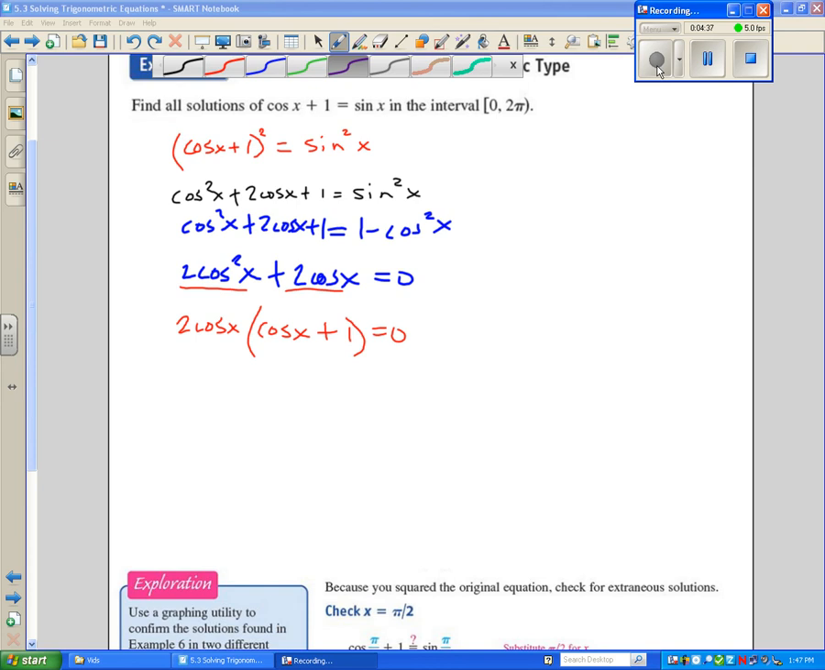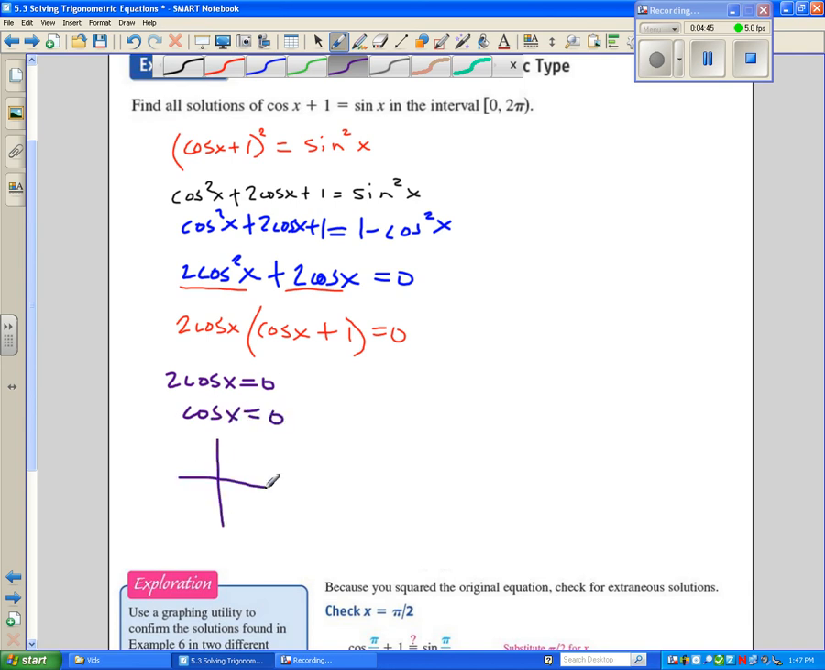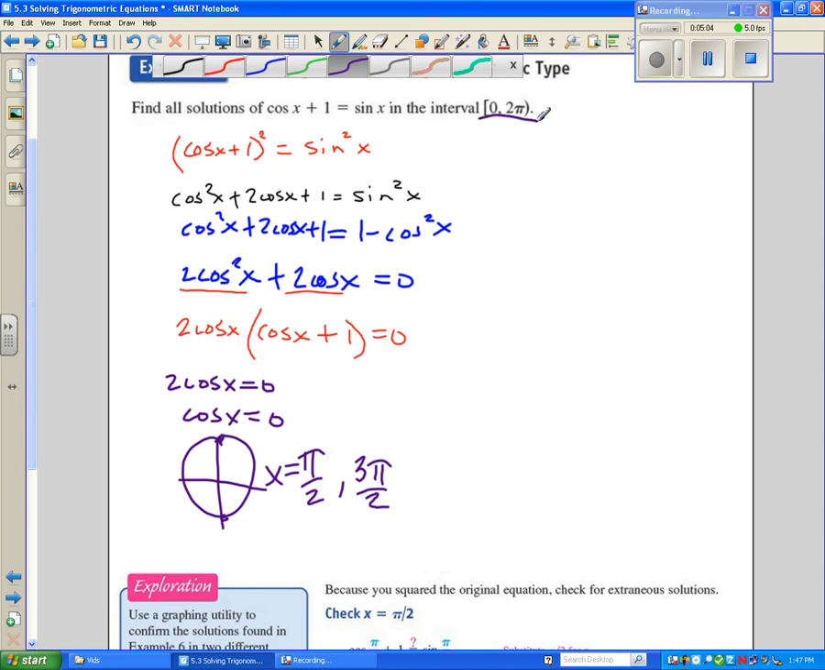All right, now that we've got it down into factored form, we can separate these factors and set them equal to 0. Noticing that cosine x is equal to 0. On the unit circle, cosine is the x value, so we're looking at pi over 2 and negative pi over 2. So let's just write this as 3 pi over 2 within the first circle. Actually, it says 0 to 2 pi, so it doesn't matter. Keeping in mind that some of these might be extraneous.